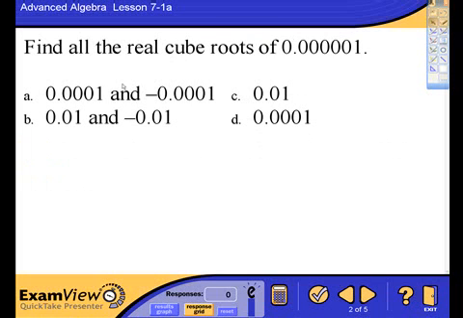Let's try another one. Find all real cube roots of 0.000001. Well, it's a cube root, therefore, since this is positive, the answer is only positive. So that gets rid of A and B. This is too big. If I cube that, I'm going to have way too many decimal places. It's got to be C. Let's try another.